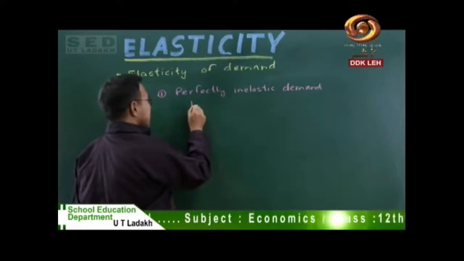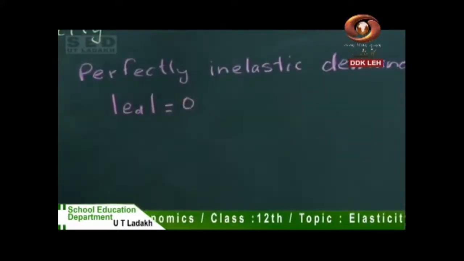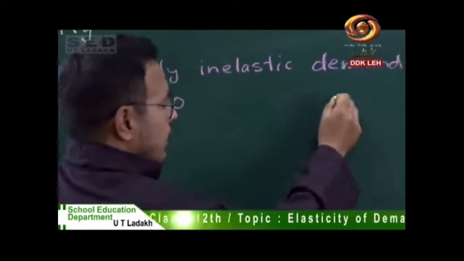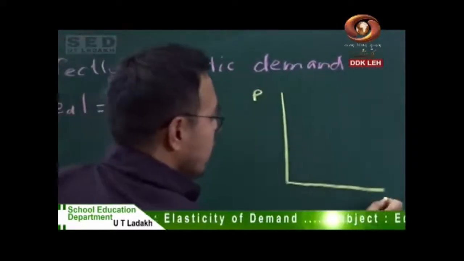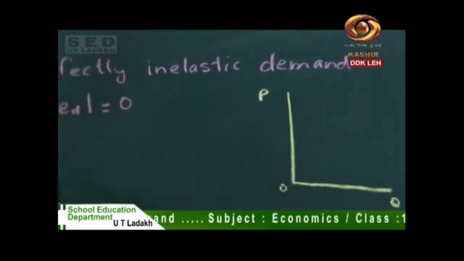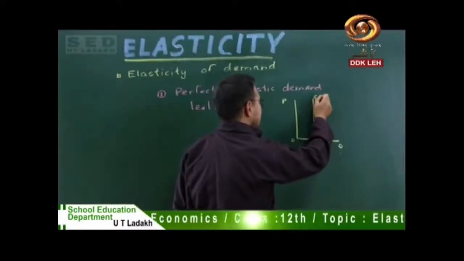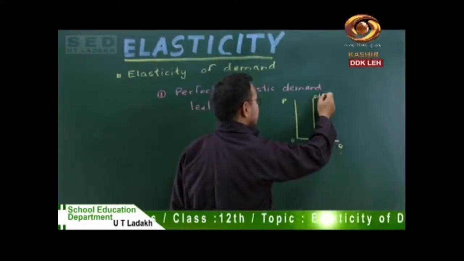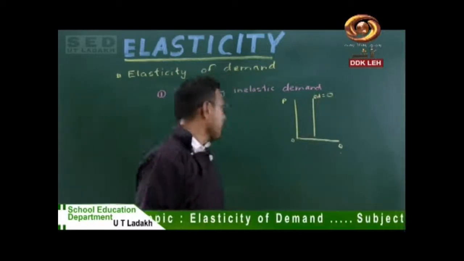Over here, the absolute value of your elasticity is 0. Graphically, it tells that there will be no change in your quantity demanded due to a change in price, or your demand curve will be like this. Here, ED is equal to 0. That means no change in quantity, even if your price changes.